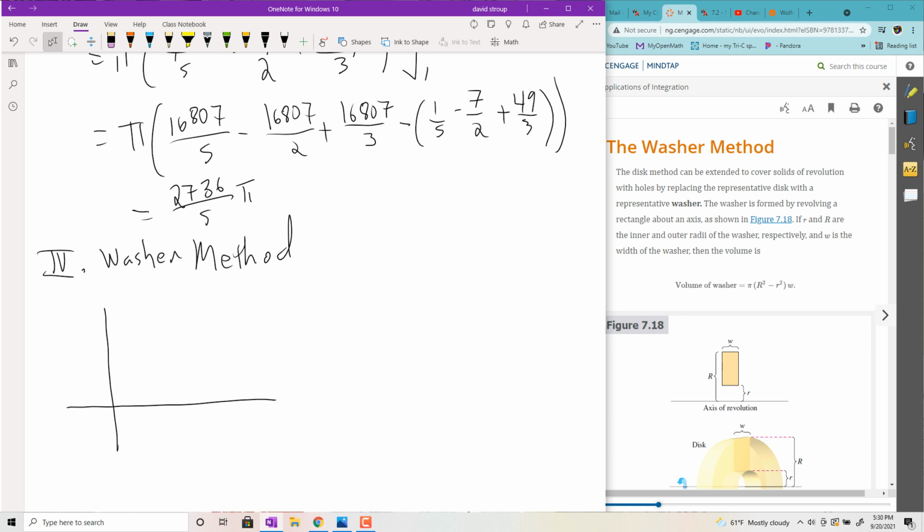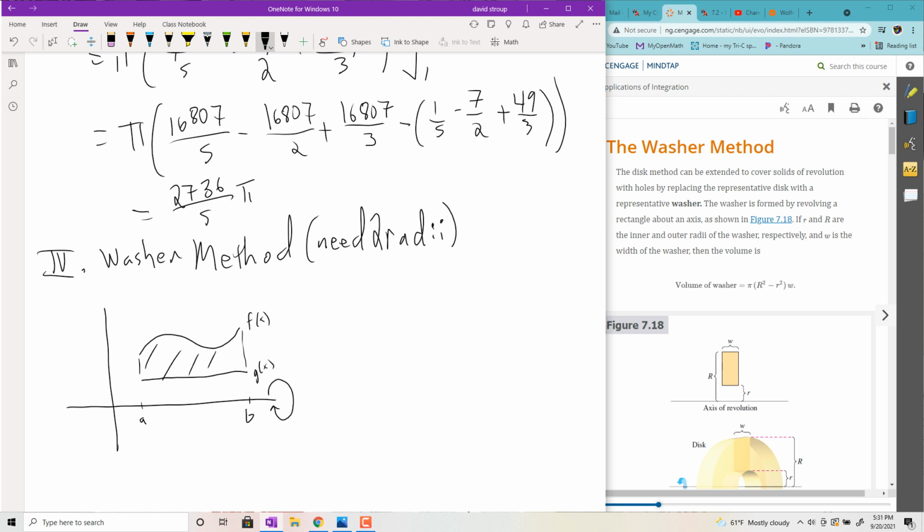Here we're going to be rotating some region generally given by 2 curves. So for this method, you basically need 2 R functions, 2 radius functions. I'll say 2 radii. Okay. So you're going to have some f of x function and then probably some g of x function, and then you're rotating that region about the x-axis or the y-axis. In this case, we're doing the x-axis. So let's call this f of x, this one g of x, and then you have all this region.